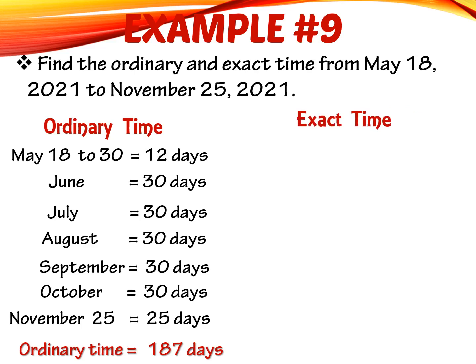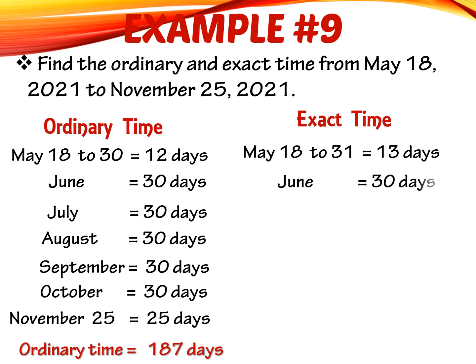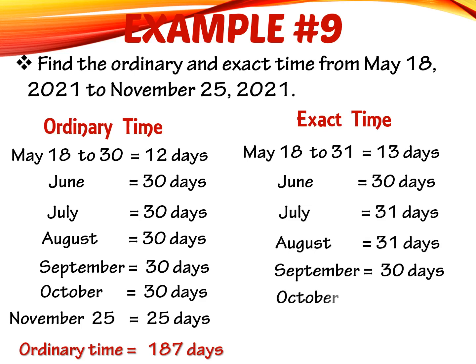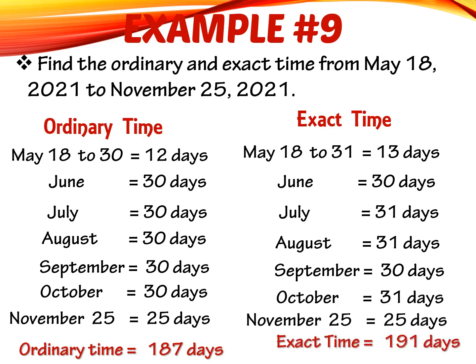Now for the exact or actual time, May has 31 days, so you will have 31 minus 18, which is 13. And then June has 30 days, July has 31, also August. September is 30, October has 31 days, up to November 25. So you have 25 days, and again add this one, and the exact time will be 191 days. So this is how you compute ordinary time and exact time.